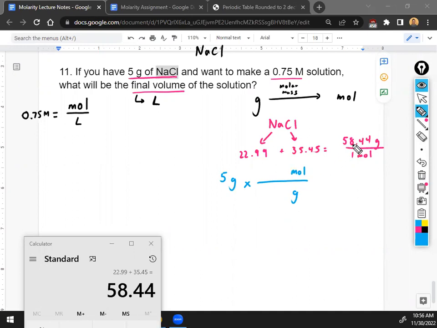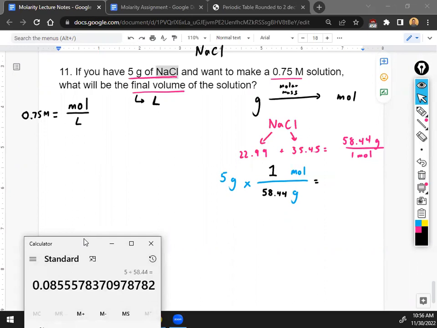Okay, so we're going to use the numbers here. Where should we put the 58.44, top or bottom? Yeah, bottom, because it's next to grams. We want to keep it next to G. So 58.44, and then 1 on the top, and that will allow us to find how many moles we have. Okay, so 5 divided by 58.44 will give us a final answer of 0.085. So that's going to be what we have for moles.